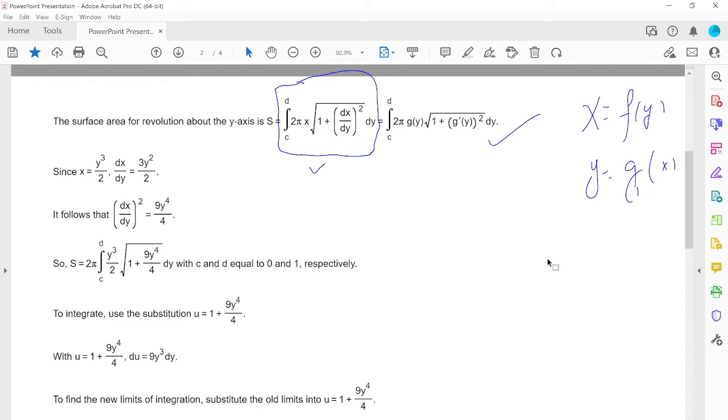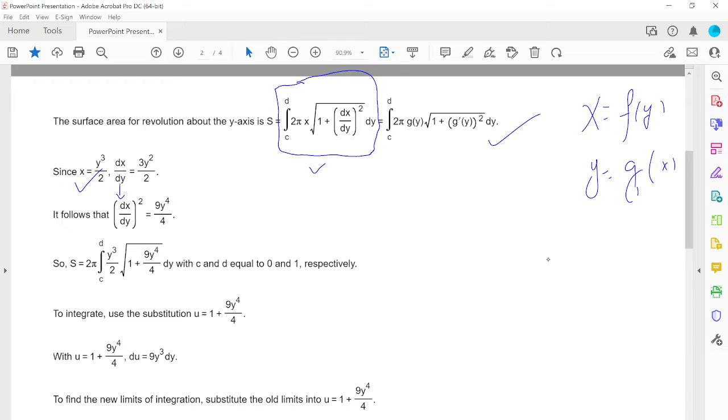As you can see, x is y cubed over 2, and we also need the derivative of x with respect to y. Using the power rule, the derivative with respect to y is 3y squared over 2. Because we need the square of that derivative, if you square this, it will be 9y to the power 4 over 4.